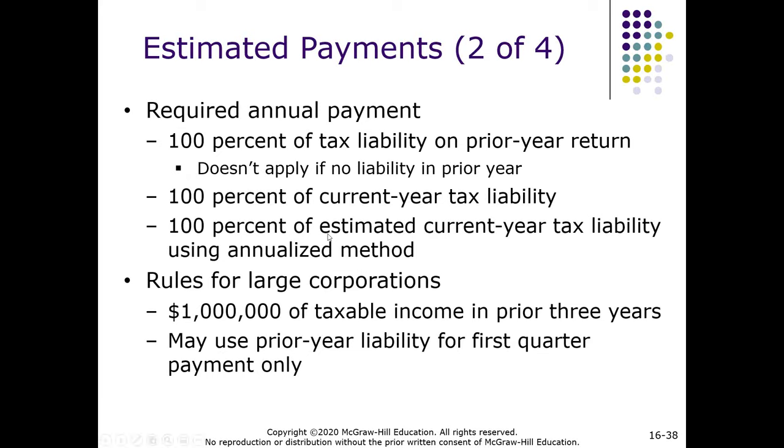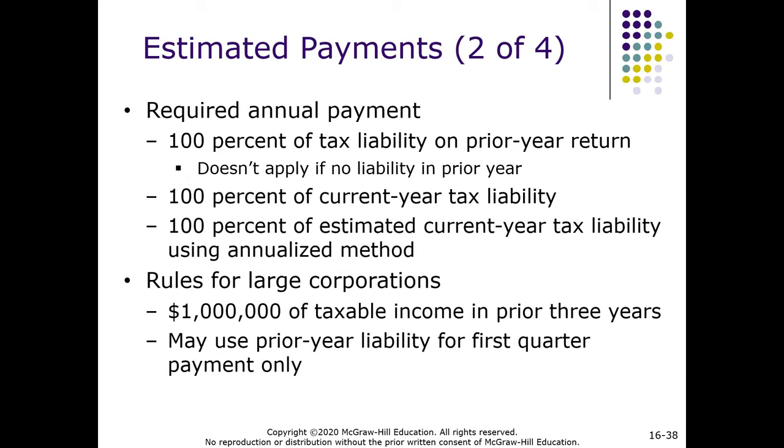The reason why we are able to do this is because it can be 100% of tax liability of the prior year, or it can be 100% tax liability for the current year. And when we say the current year, we're talking about the year being filed. So if I make my quarterly payments and it equals 100% of my current tax liability, I'm good to go.